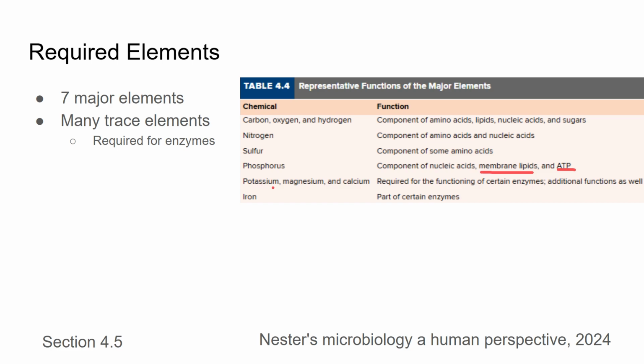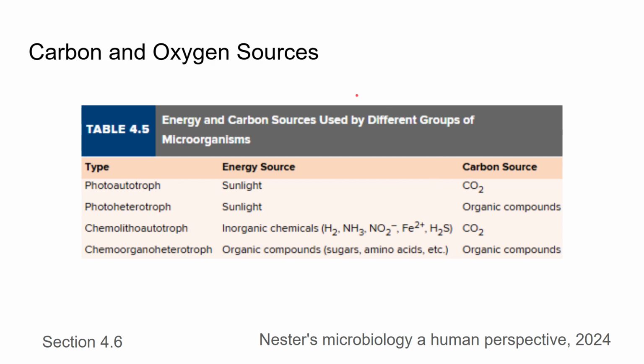And then you also have potassium, magnesium, calcium, and iron. These are just required for certain enzymes, and they just give certain functions. Okay, carbon and oxygen sources. Different organisms are going to acquire their energy and their carbon in different ways. Humans, for example, we like to get both in the same way, and that's by eating.